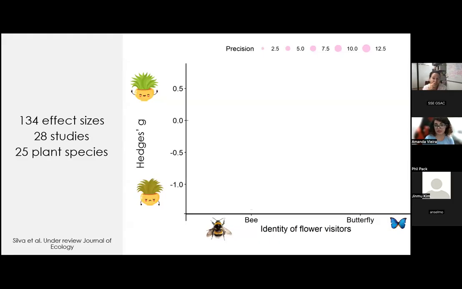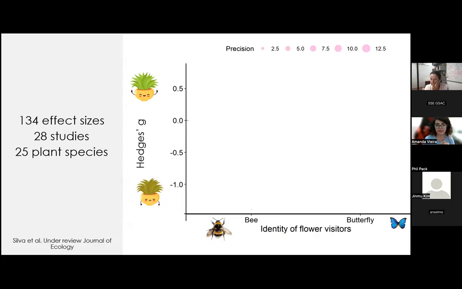In the first chapter of my thesis, I conduct a meta-analysis to study the effect of ants on pollination in general. This study is under review right now. In this study, I got 134 effect sizes from 28 studies and 25 plant species. I'm going to show just a subset, just one analysis of this meta-analysis, which is the effect of ants on different floral visitors. We found the effects of ants on bee visitors and butterfly species.